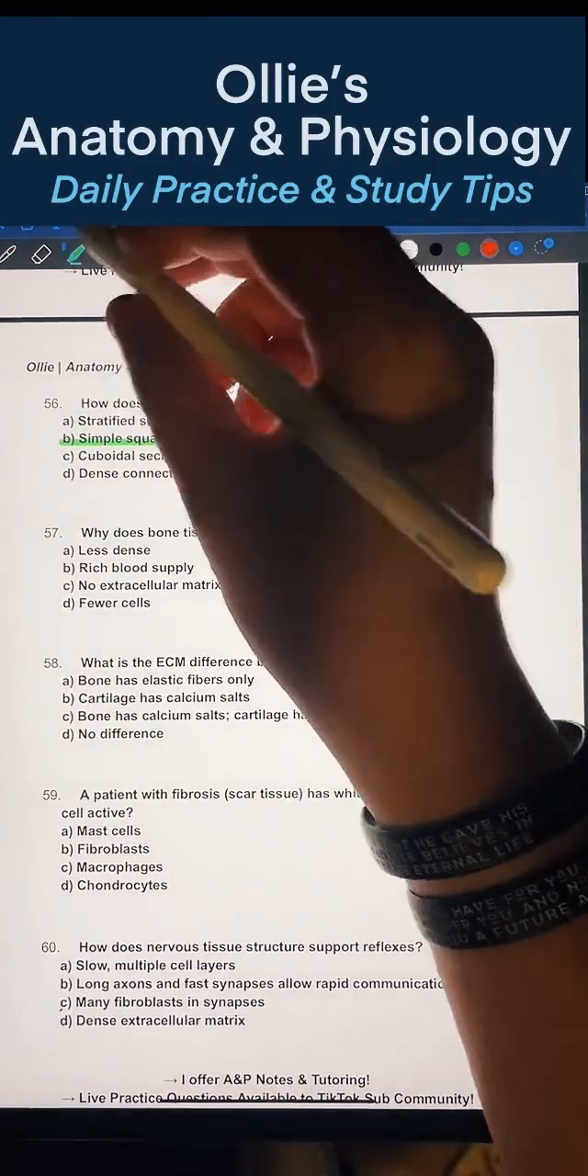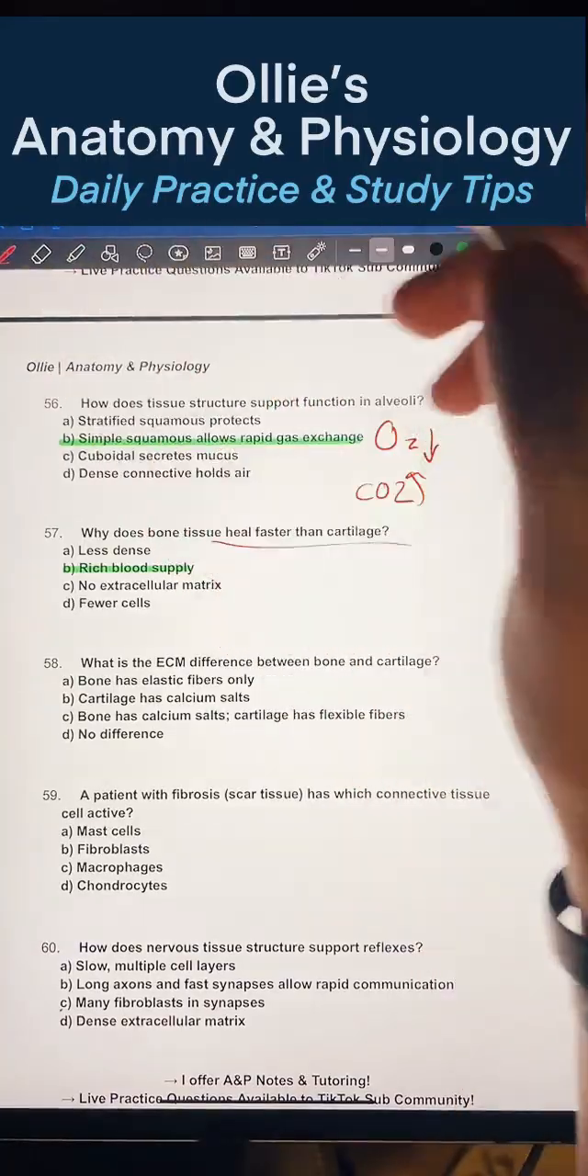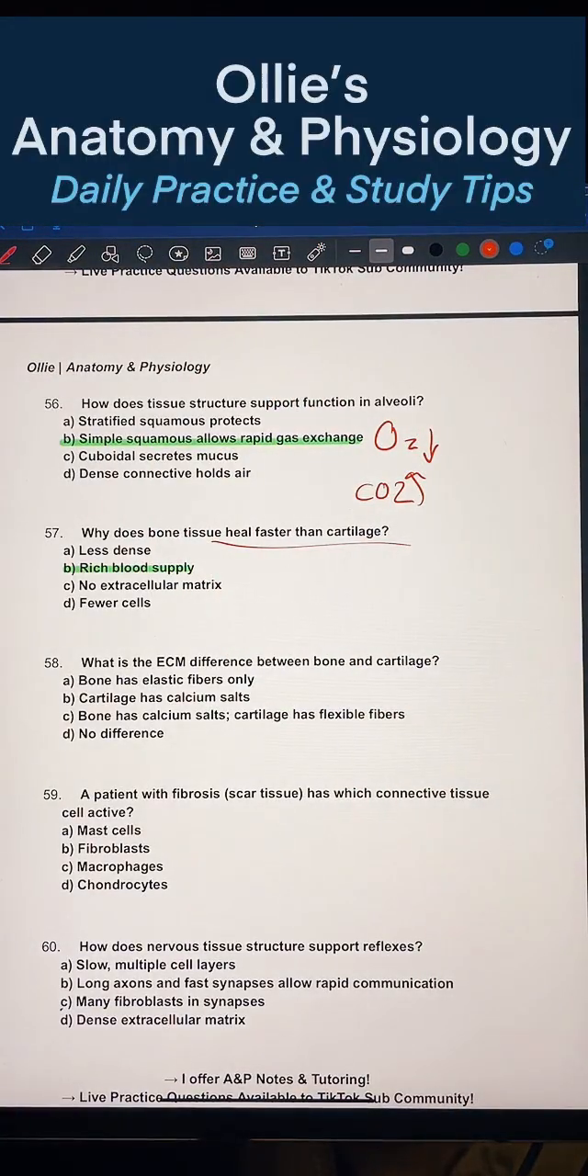The answer is B. It is rich blood supply. Why does bone tissue heal faster than cartilage? Remember, osteocytes get nutrients and basically are going to get repaired via their vasculature.